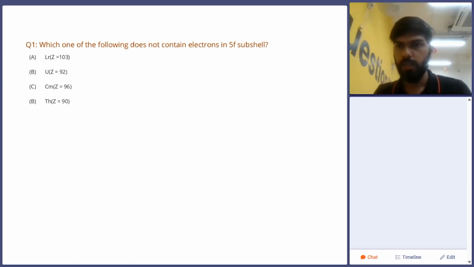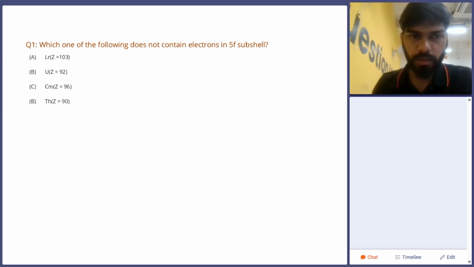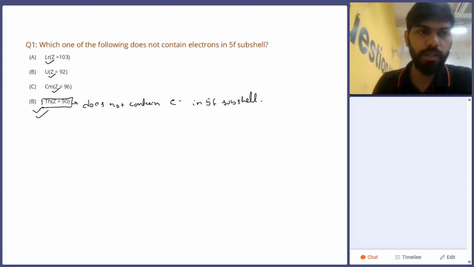So students, now we are all going to discuss this particular test. The first question is: which one of the following does not contain electrons in the 5f subshell? Here we have lawrencium, uranium, curium and thorium. So thorium does not contain electrons in the 5f subshell. So the right answer for this question is option B.